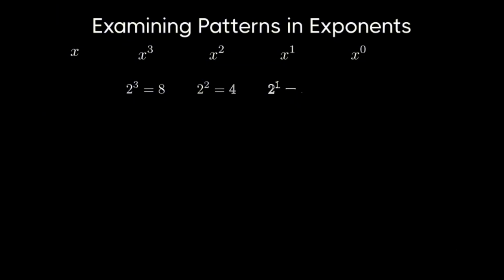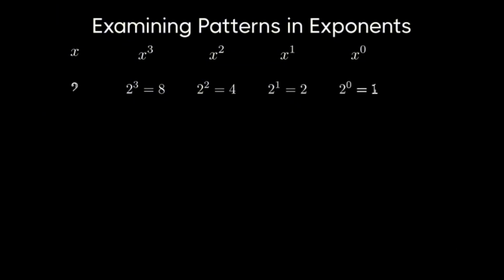Let's examine patterns in exponents to understand why 0 raised to the power of 0 equals 1. This isn't arbitrary. It follows a logical pattern we can discover by looking at data. To understand why 0 to the power of 0 equals 1, we'll create a table to track how different values of x behave when raised to various powers. Our table will show x cubed, x squared, x to the first power, and x to the 0th power. Let's build our table row by row, starting with x equals 2.